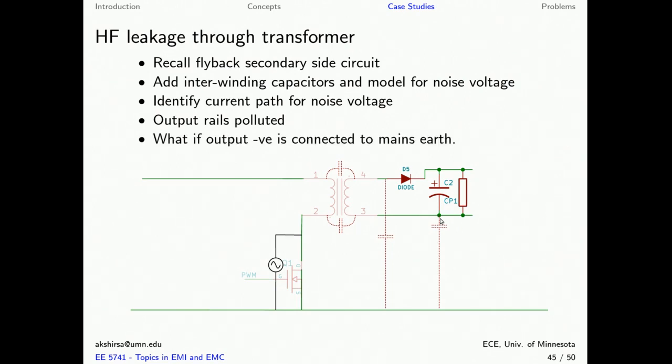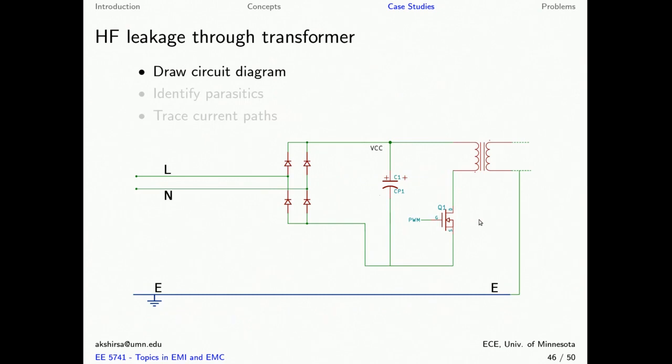In some applications, as I mentioned earlier, the output terminal must also be grounded. Now let's see what will happen in case the output terminal needs to be grounded on this side. As before, we first draw the circuit diagram. We substitute and add in the parasitic components, in this case the noise voltage, the interwinding capacitances, which we have modeled as bulk capacitances as I mentioned earlier, and parasitic capacitances between the line and neutral wires and the earth conductor.